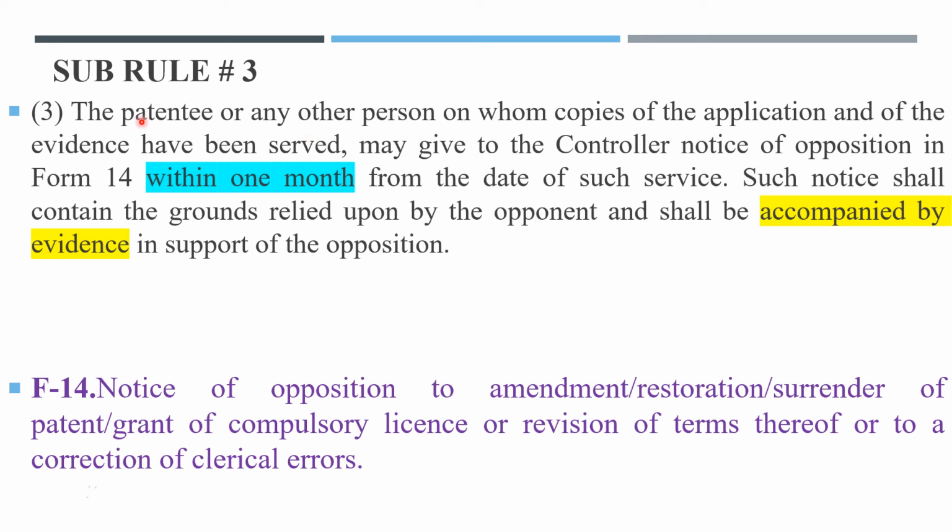Just take a look here. The patentee or any other person on whom copies of the application and of the evidence, that is, the supporting evidence, have been served. That means to the patentee and other persons, the copies of the application and the supporting evidence have been given. Now they, that means the patentee or any other person, may give to the controller a notice of opposition in Form 14 within 1 month from the date of such service.